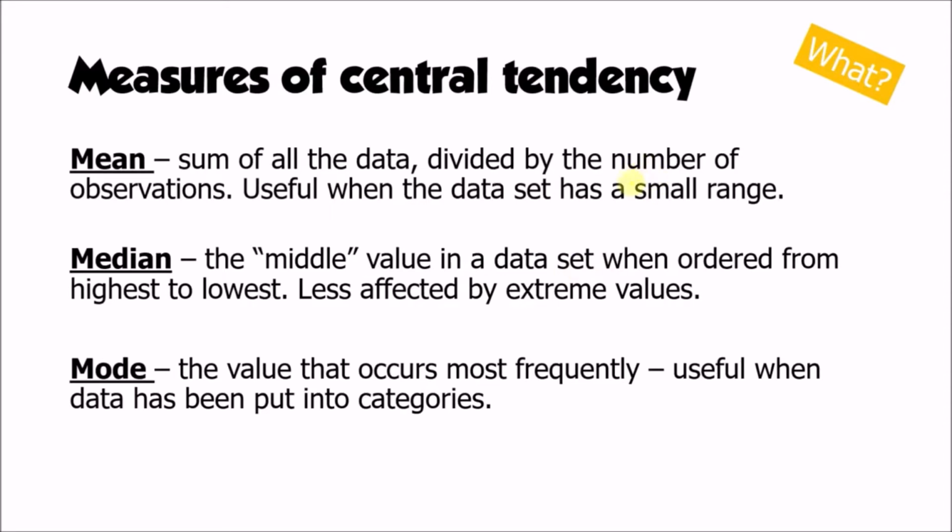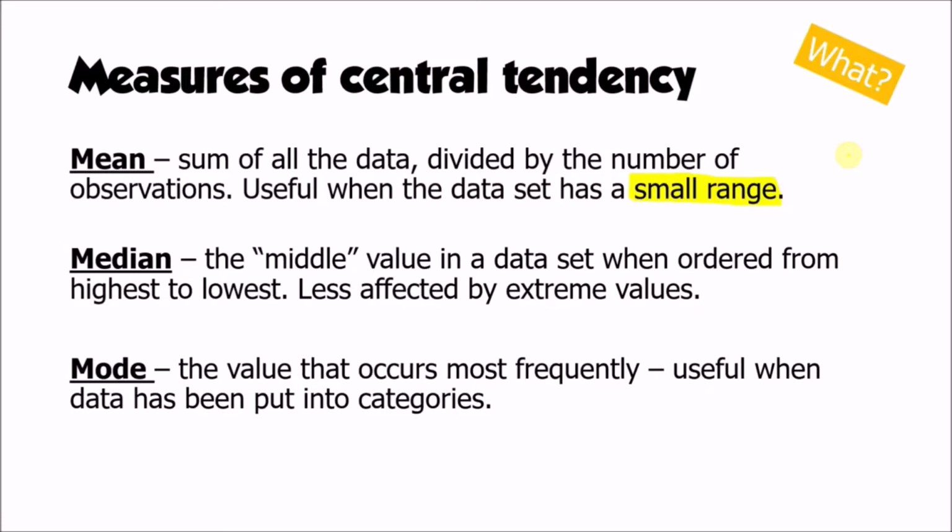This is particularly useful where we have quite a small range within our data. That's because the mean can be very easily affected by outliers or anomalous results. If you have a very large value or a very small value in comparison to the rest of the data set, then it can be skewed quite easily and make the mean less representative.